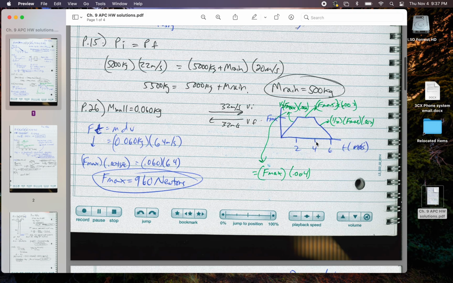For this, I think we went over it in class. Basically, we need the area of this trapezoid. That's going to equal the impulse. The mass of the ball is 0.06 kilograms. Goes in at 32 meters per second, comes out at 32 meters per second, so we know there's a change in velocity of 64 meters per second.